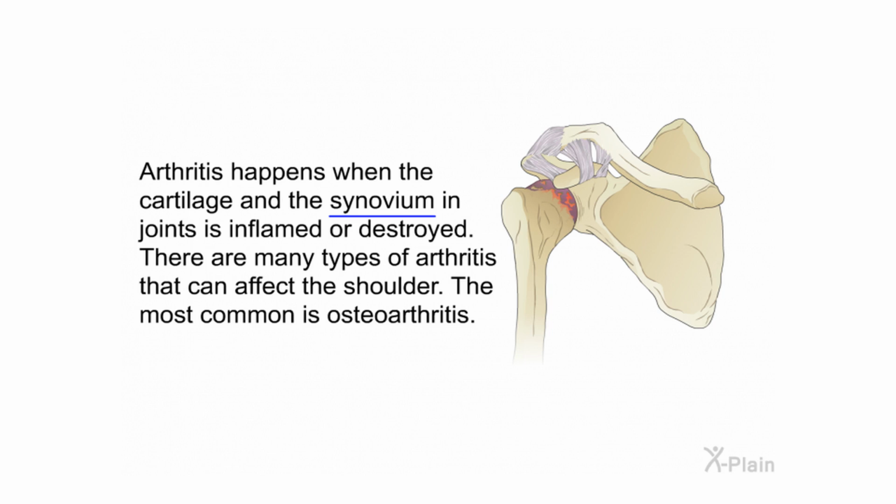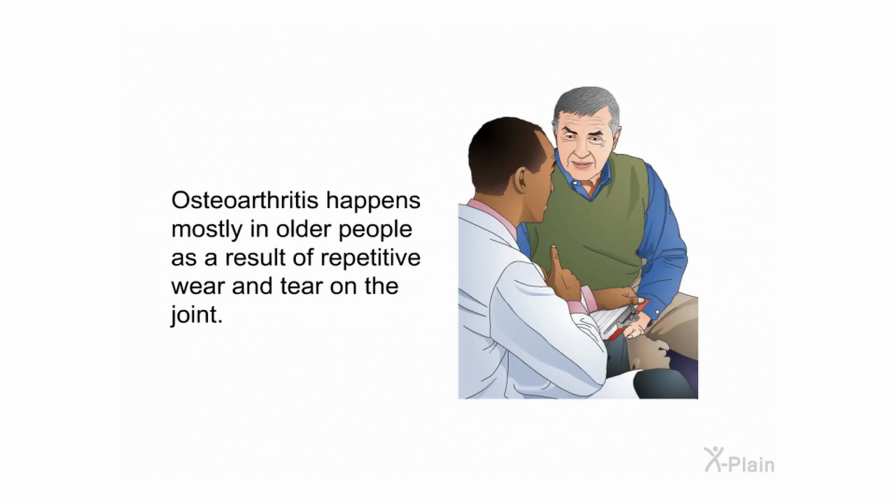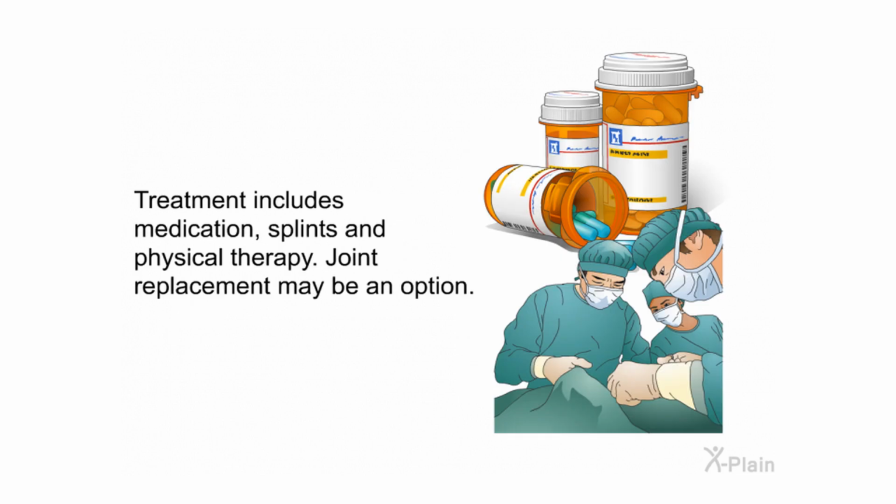Arthritis. Arthritis happens when the cartilage and the synovium in joints is inflamed or destroyed. There are many types of arthritis that can affect the shoulder. The most common is osteoarthritis. Osteoarthritis happens mostly in older people as a result of repetitive wear and tear on the joint. Treatment includes medication, splints, and physical therapy. Joint replacement may be an option.